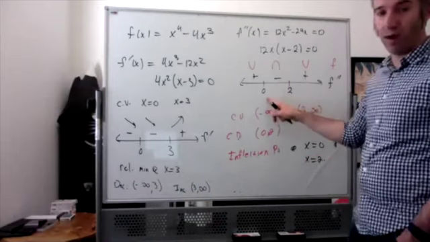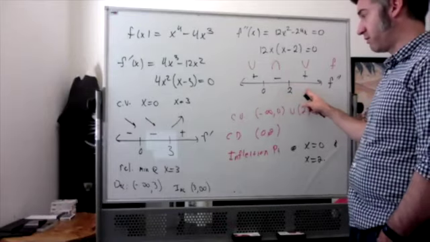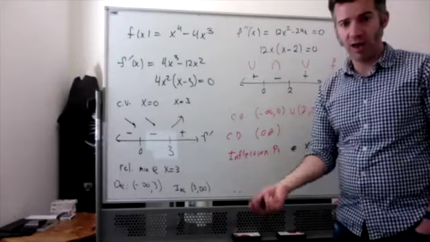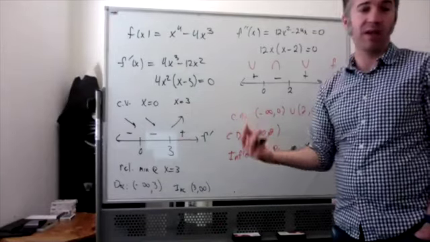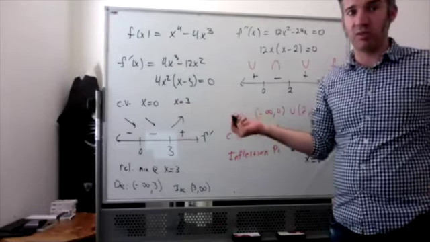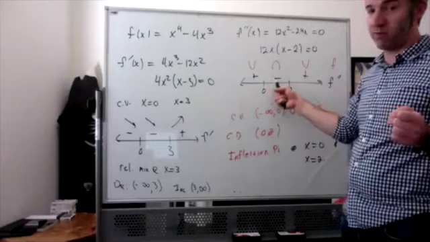Because at 0, the concavity changes from positive to negative, and at 2, the concavity changes from negative to positive. Something to be aware of, unlike with maxes and mins, where it matters if you're going positive to negative or negative to positive, it doesn't matter with inflection points. An inflection point is just where the concavity changes. It doesn't matter if it's changing from positive to negative or negative to positive.